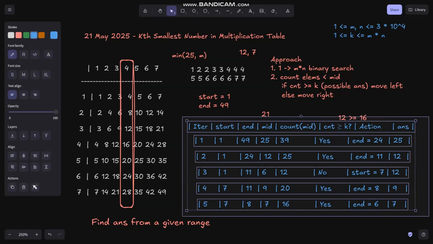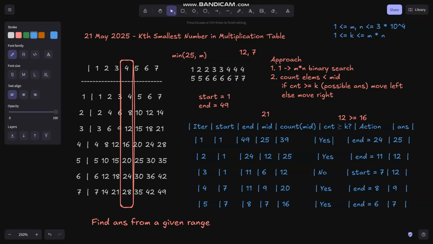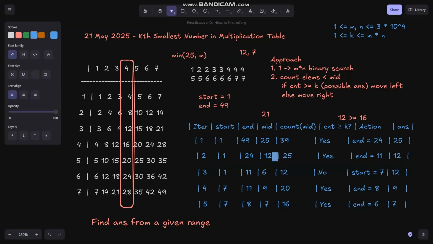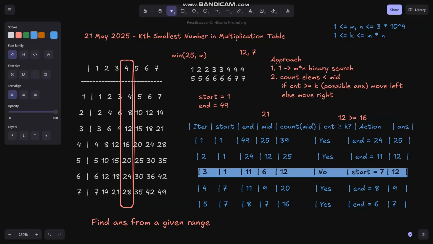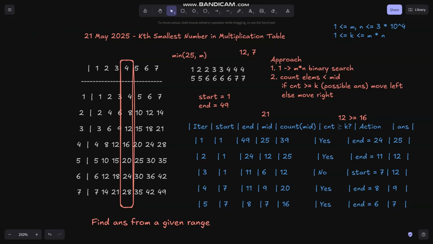And here I've written the dry run of all these things. If you consider 25, the number of elements that are less than or equal to 25 in this matrix is 39. So the count is greater, and this can be our possible answer. So we store 25 as our answer candidate, and we move left. Similarly, we keep doing these iterations. In the next iteration, this is the updated range, we found the new mid, and this is the count. Then it's again greater than or equal to, so we update our answer candidate. If it is not, we move to the right part of the array. And similarly, at last we get our possible candidate as answer 7, and we return this.